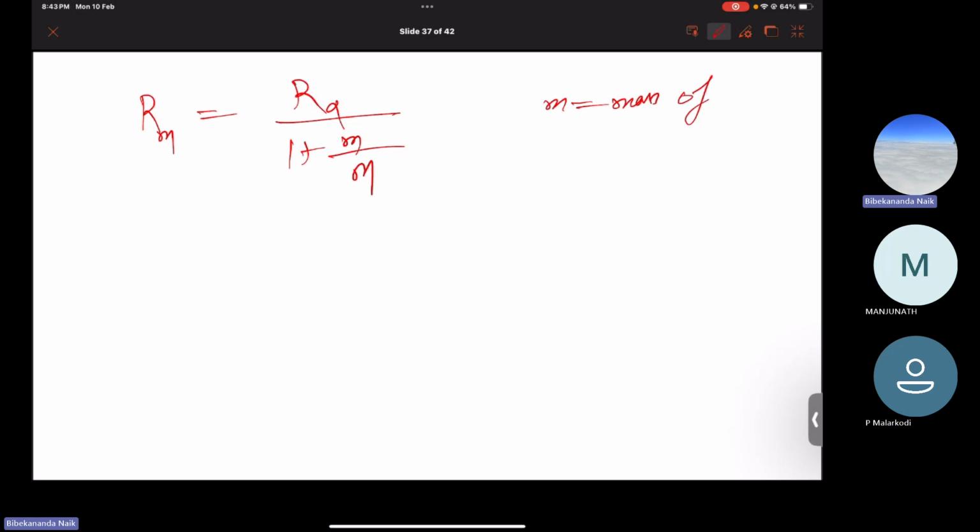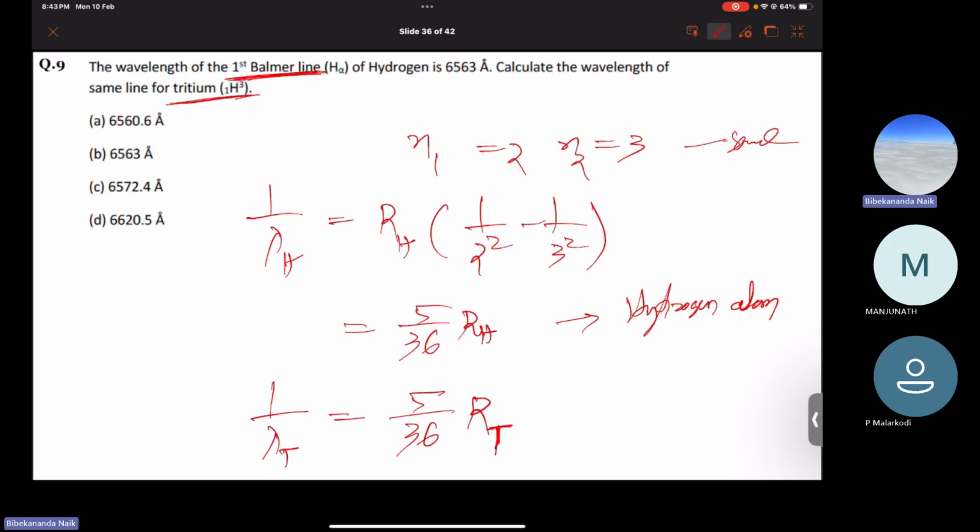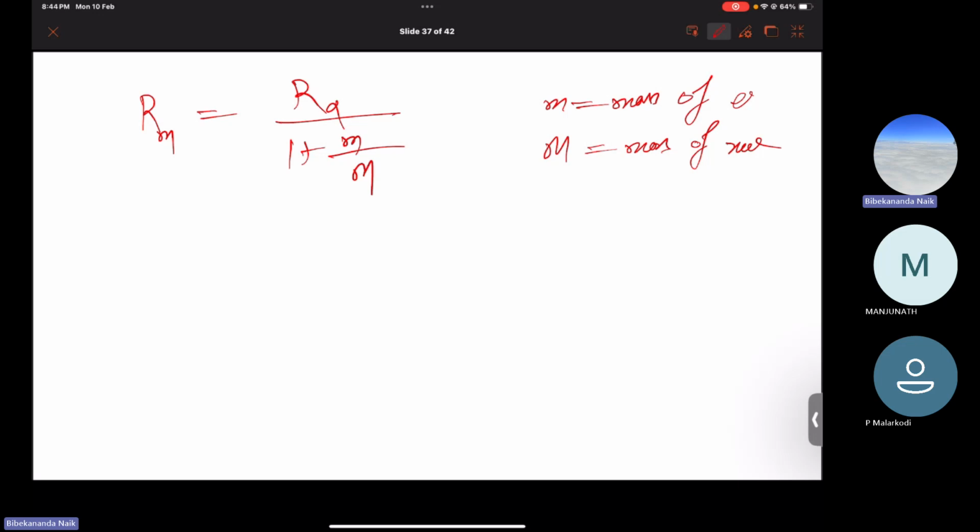Small m is the mass of the electron and capital M is the mass of the nucleus. Since the mass of the nucleus is different for hydrogen and tritium, hydrogen has only one proton in its nucleus. However, tritium has one proton and two neutrons. That's why tritium is written as 1H3. So it is one of the isotopes of hydrogen. In that case, if we calculate, the Rydberg value will be different for tritium.